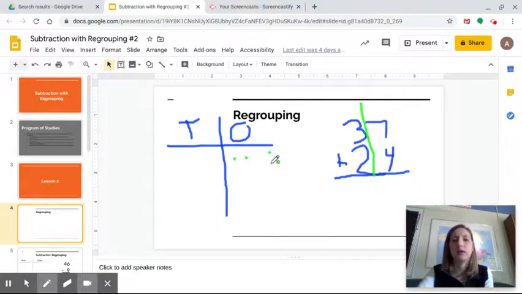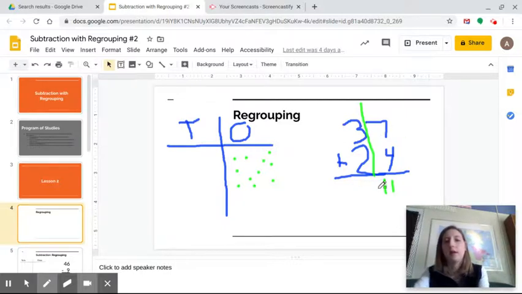1, 2, 3, 4, 5, 6, 7. I'm going to add 4 more. 1, 2, 3, 4. So if I count all these, 1, 2, 3, 4, 5, 6, 7, 8, 9, 10, 11. 7 plus 4 would make 11. I'm just going to double check that on my hundreds chart. Yep. Okay, now I have a problem here.